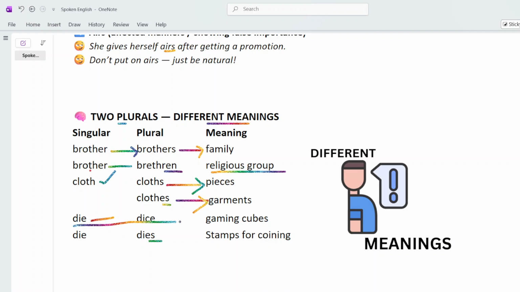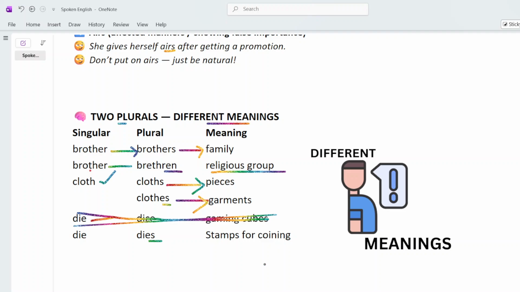This is an extra word. You really don't have to give your heed here, because this is not something that was supposed to be here. So that's the reason I just scratched it out. I'm scratching this out, guys. So let's go to this. Die, if I add an S, it becomes stamps for coining.